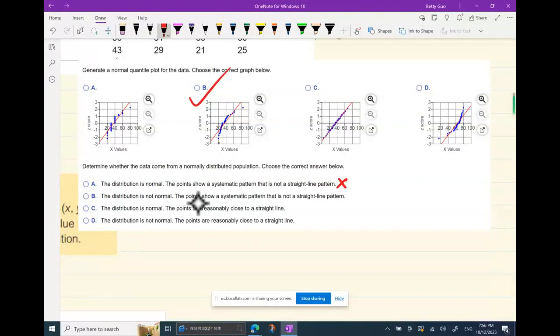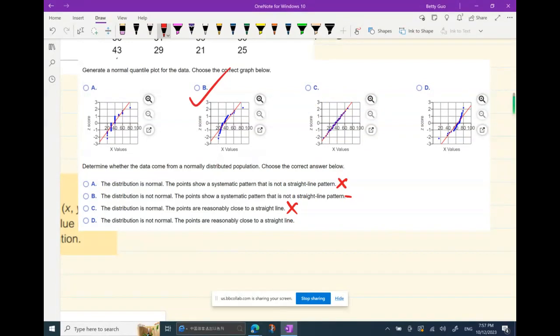B, the distribution is not normal. The points show a systematic pattern that is not a straight line. I think I'll leave that there. C, the distribution is normal. The points are reasonably close to a straight line. Not that close. This one is pretty close, but ours is not that, right? So I will not choose C.